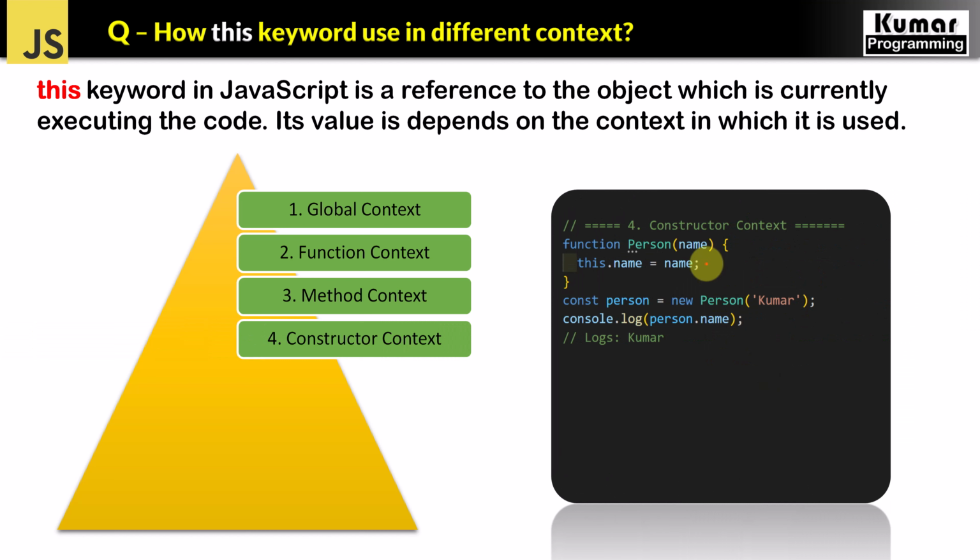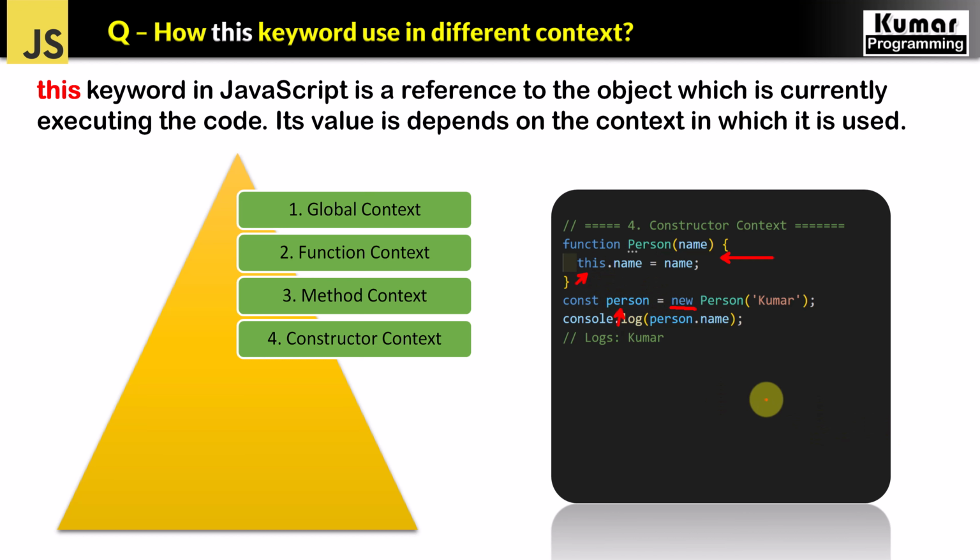Now further let's move to the next context, which is constructor context. And here if you see, I'm using this function as a constructor. Whenever we are using this keyword inside a constructor, it's going to refer to the object which is generated by the new keyword from that particular constructor. So now here this is referring to this person object.